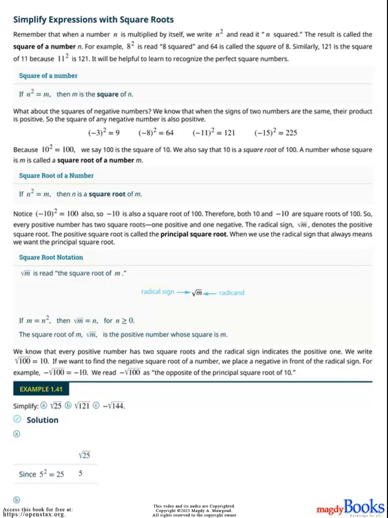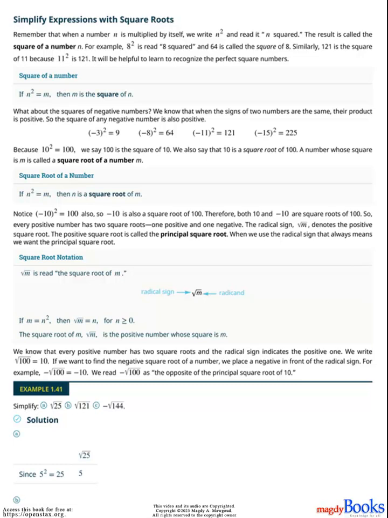C. Square root notation. Square root of m is read "the square root of m." The radical sign; m is the radicand. If m equals n squared, then the square root of m equals n, for n greater than or equal to 0. The square root of m is the positive number whose square is m. We know that every positive number has two square roots and the radical sign indicates the positive one. We write the square root of 100 equals 10.